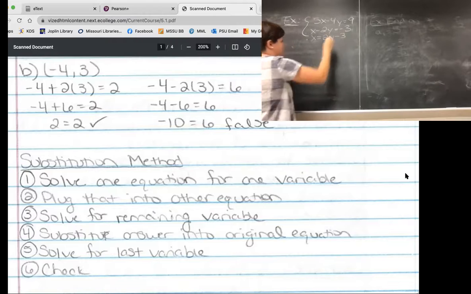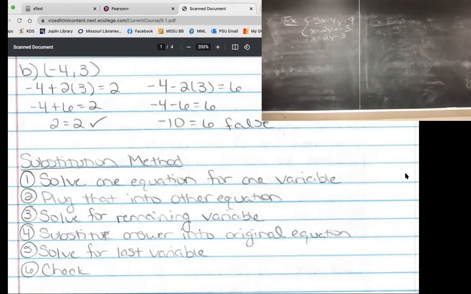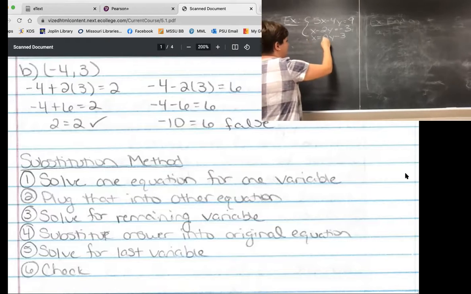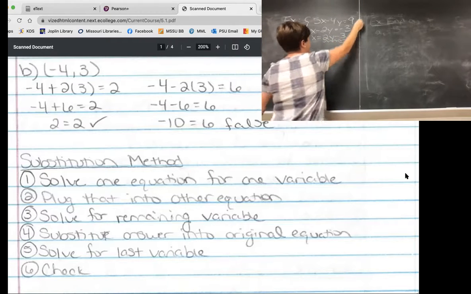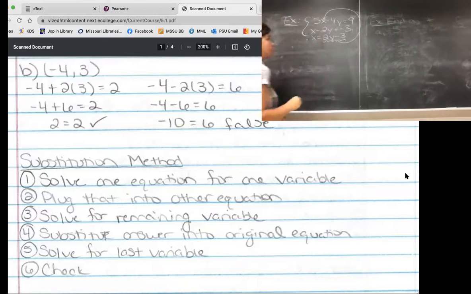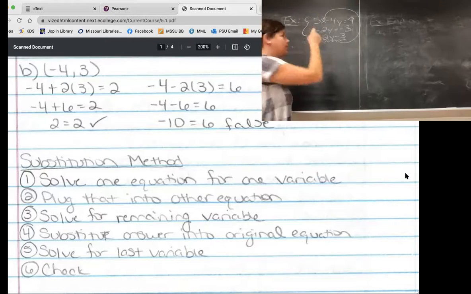So I get x equals 2y minus 3. Now I have this x isolated. So now I can take this 2y minus 3 and plug it into the top equation in place of that x. That's why it's called substitution. Step 2 says plug that into the other equation.